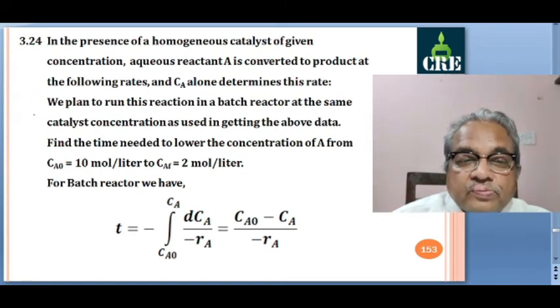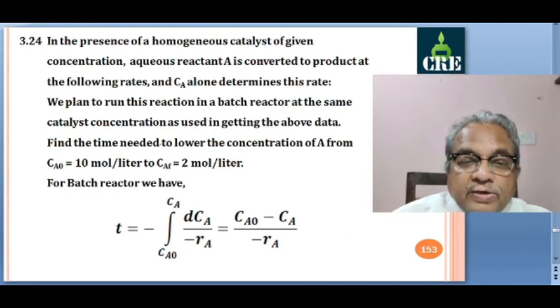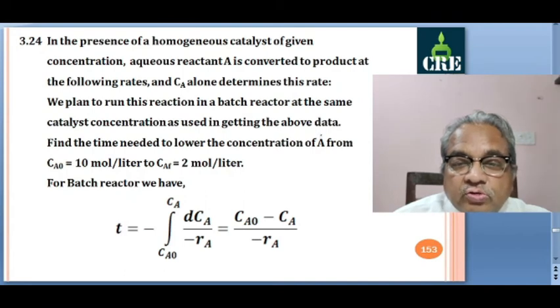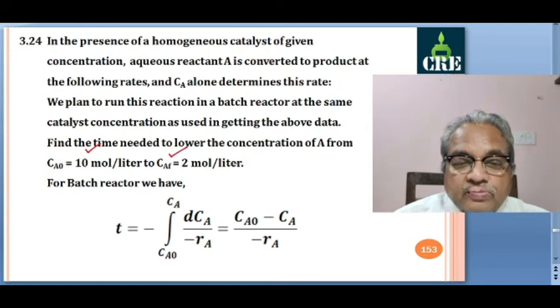What is asked? You plan to run this reaction in a batch reactor at the same catalyst concentration as used in getting the data which is provided in the table. Find the time needed to lower the concentration of A from Ca0 is equal to 10 moles per liter to Ca final is equal to 2 moles per liter.